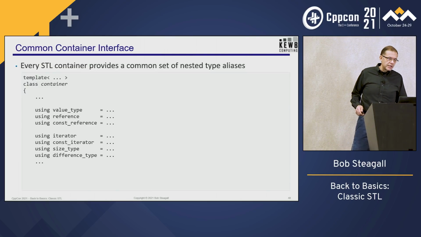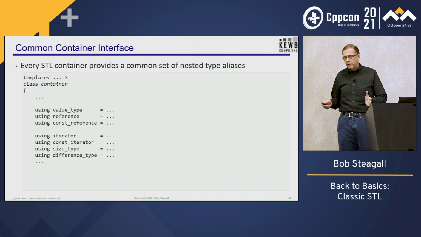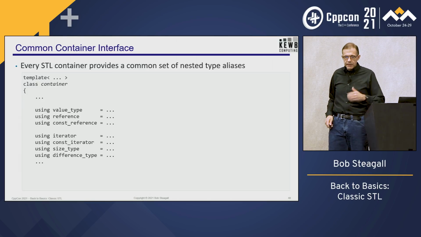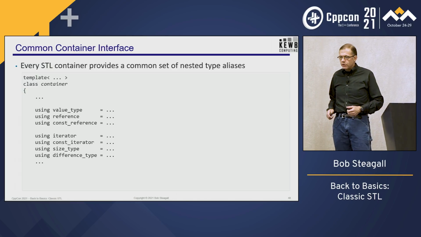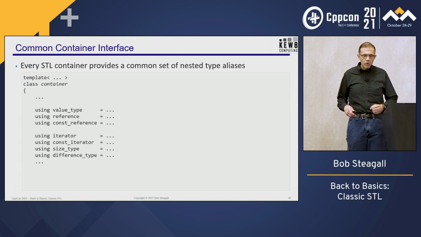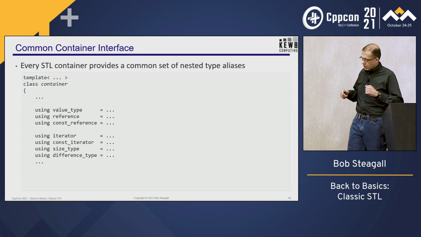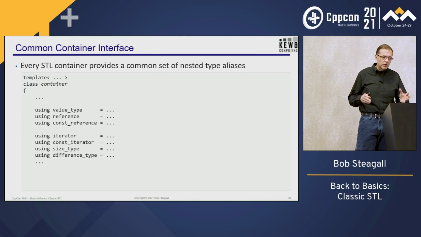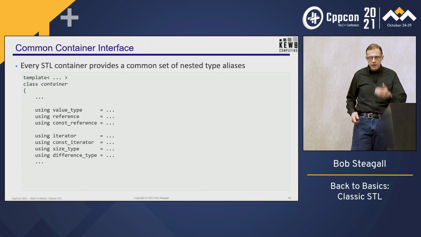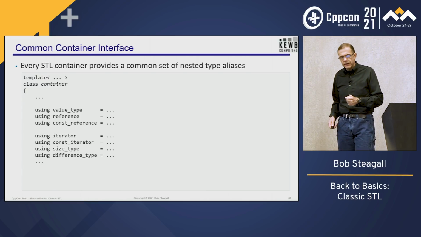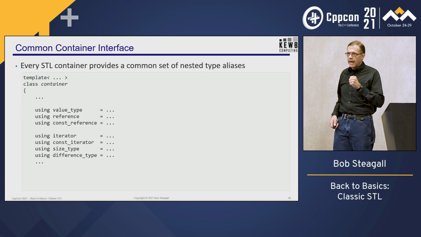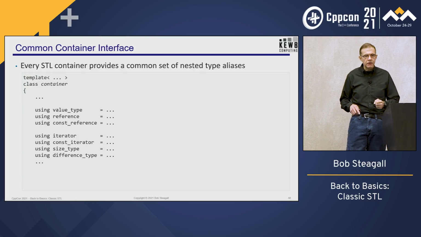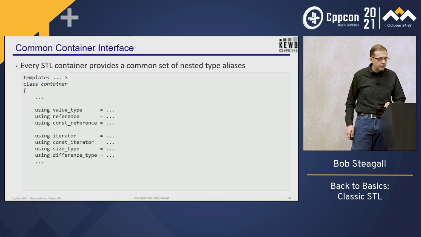So all of the STL containers, every one of them, provides a common set of nested type aliases. And they do this so that if you do vector of T::iterator, or list of T::iterator, or container of T::iterator, there's always that nested public typedef iterator, which allows you to know what the type of the iterator is that goes with this container in a generic fashion, right?